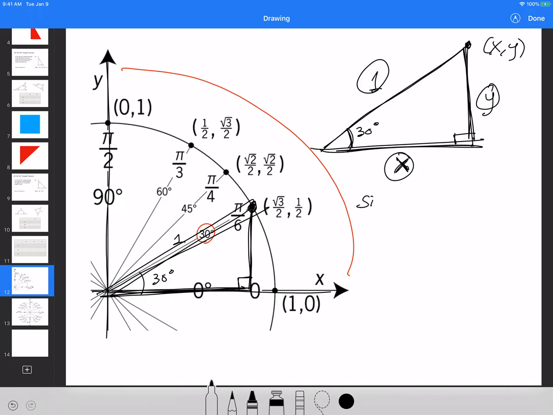What is sine of 30? Well, sine of 30 is your opposite over hypotenuse, right? This is opposite, this is adjacent, this is your hypotenuse. What about cosine of 30? Well, it turns out that cosine is x over 1 because it's your adjacent over hypotenuse. So what does that mean?